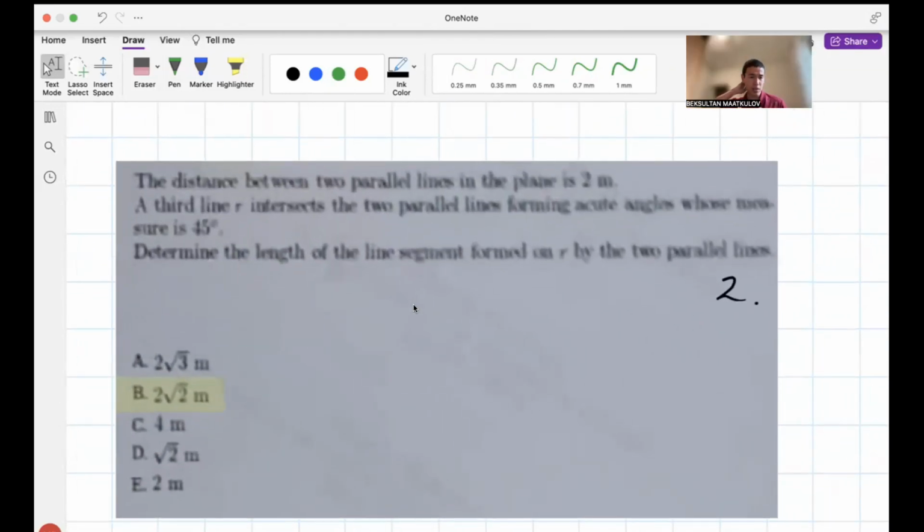It says the distance between two parallel lines is 2 meters, and the third line intersects the two parallel lines forming an acute angle. Here is the measurement of 45 degrees. Determine the length of the line segment R between the two parallel lines.